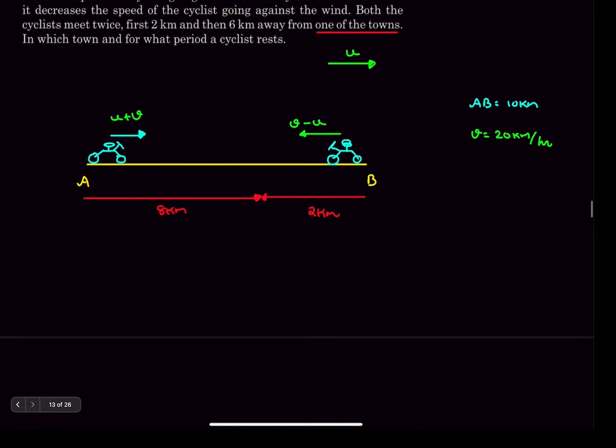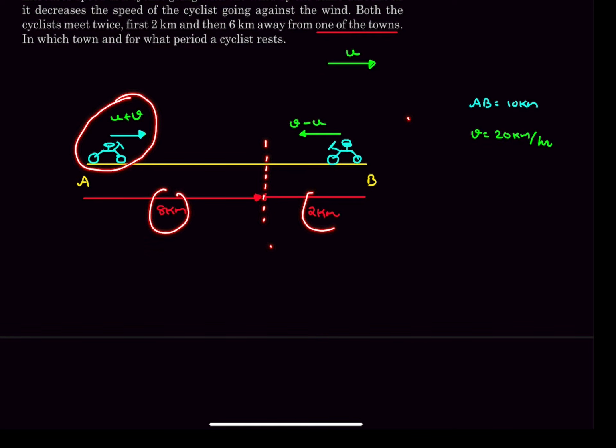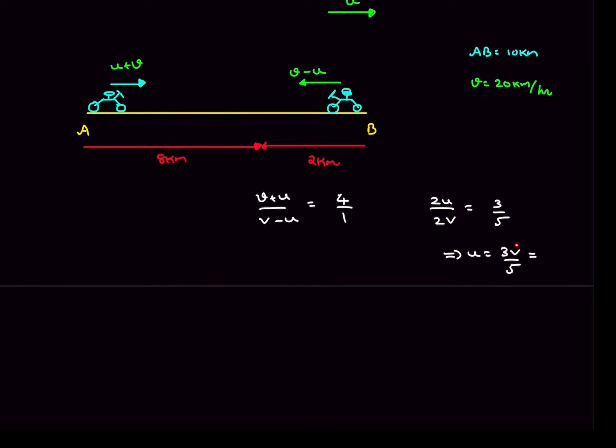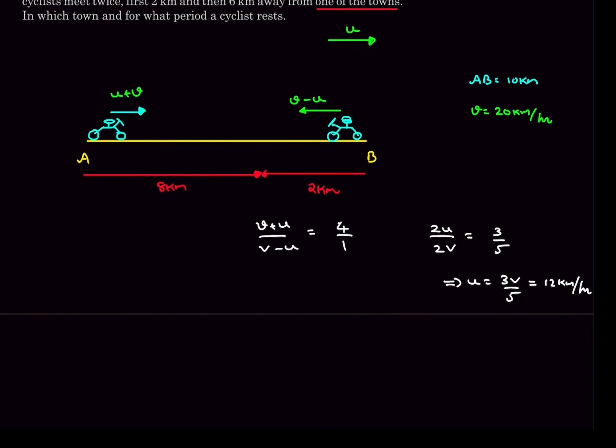Okay, so from this diagram we can easily get an idea of their speeds. They both meet at this particular point in the same time, right? So the first cyclist covered 4 times the distance covered by the second cyclist, which means the ratio of their speeds, which is V plus U upon V minus U, should also be equal to 4:1, same as the distance ratio. So now we'll substitute the value of V as 20 and we'll get U as 12 kilometers per hour. So now we know the speed with which the wind is flowing.